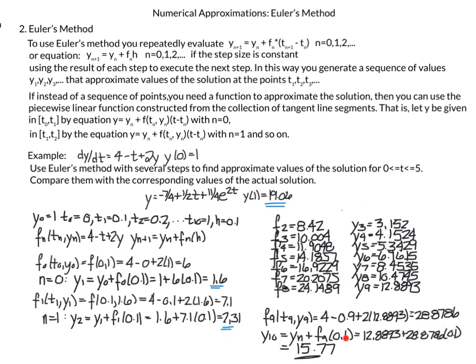For Y10, I get 15.7. And again, Y10 is with my T10 equal to 1. So now I can compare these two values, and they're not that close. But I suppose compared to the infinity of the number line, they're sort of close. And this is the idea of how to do Euler's method.